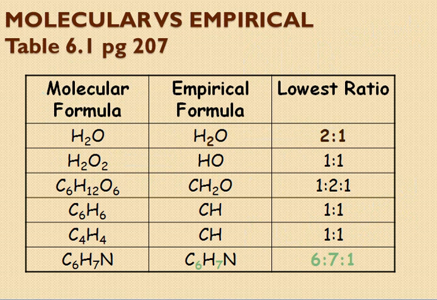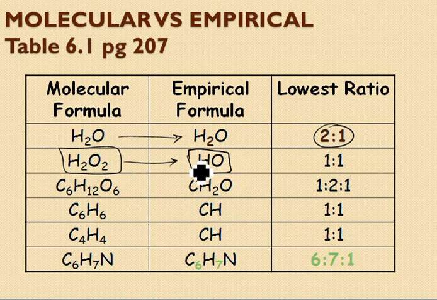So when we look at some of these examples, H2O, molecular formula, its empirical formula is the same, that is the lowest ratio. It's a 2 to 1 ratio. If you have something like H2O2, however, in lowest terms, lowest ratio, it's a 1 to 1 ratio. You have 2 hydrogen for every 2 oxygen. So its empirical formula is HO. C6H12O6, like I said, CH2O, it's a 1 to 2 to 1 ratio.